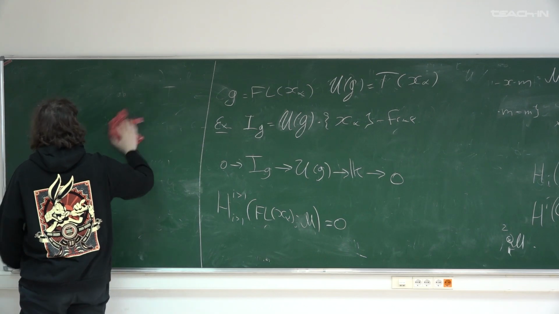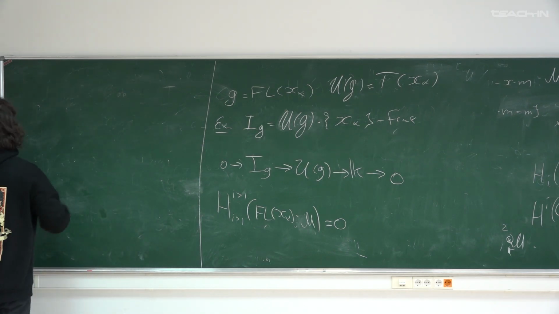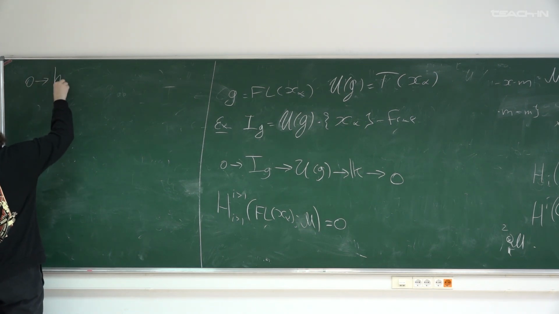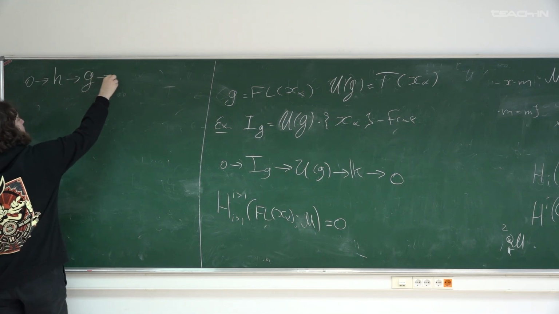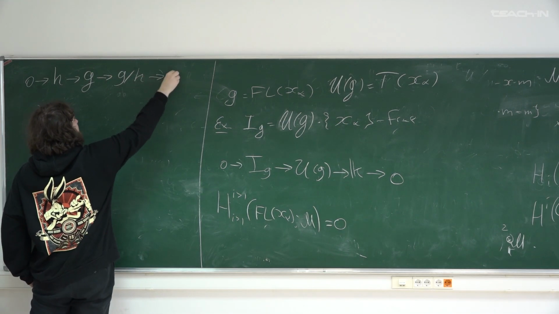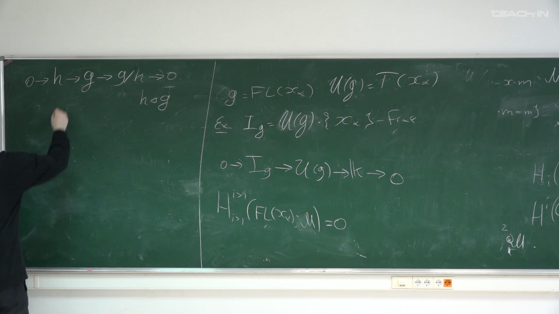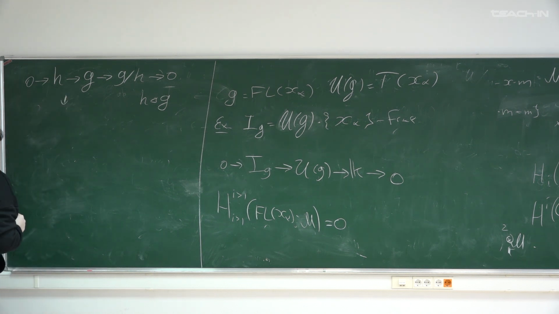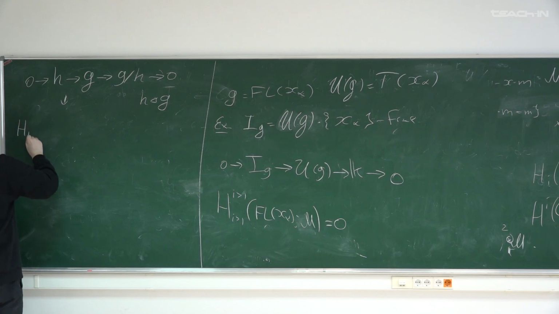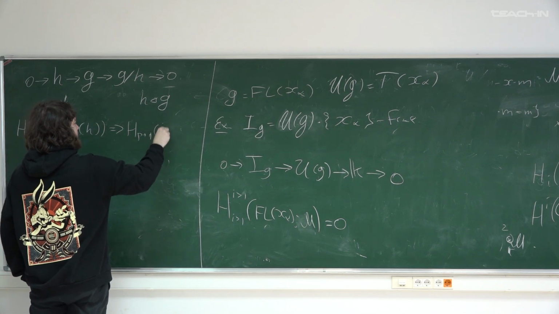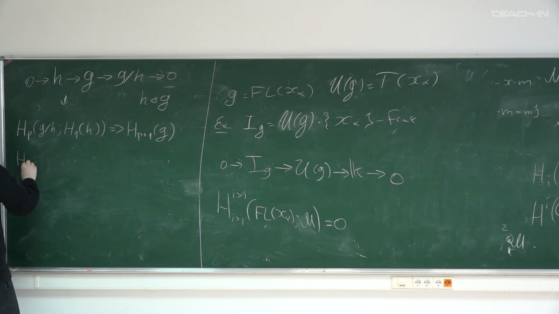And also, similarly as for groups, we have a spectral sequence. If we have a short exact sequence of Lie algebras, where H is some ideal in the Lie algebra G, and so we have the quotient Lie algebra, H is an ideal, then we have homological and cohomological spectral sequences.